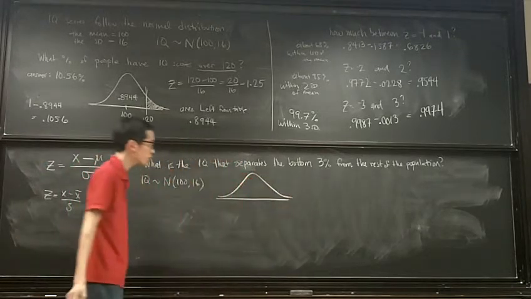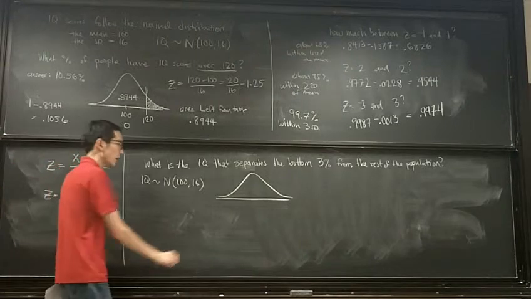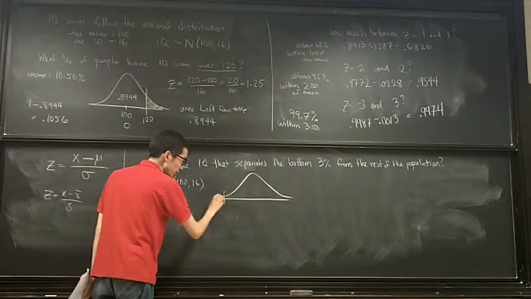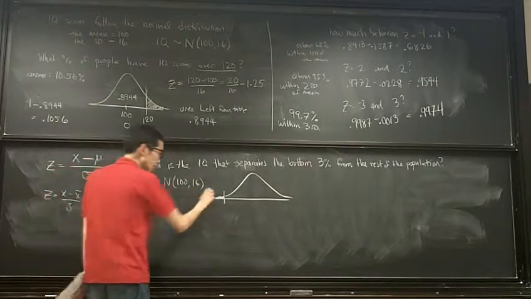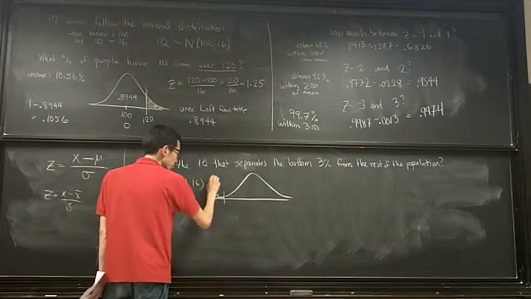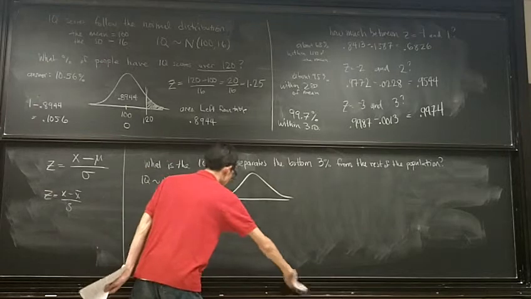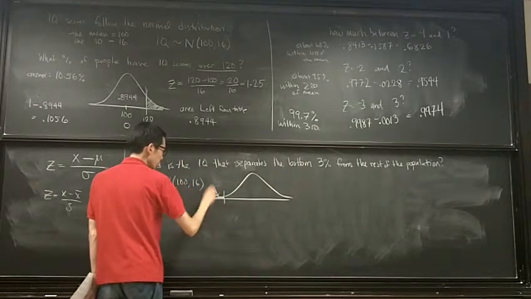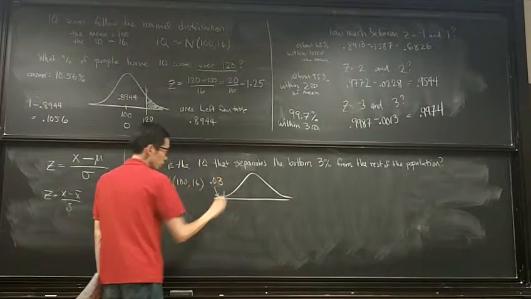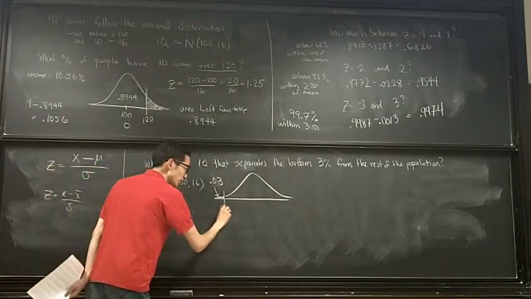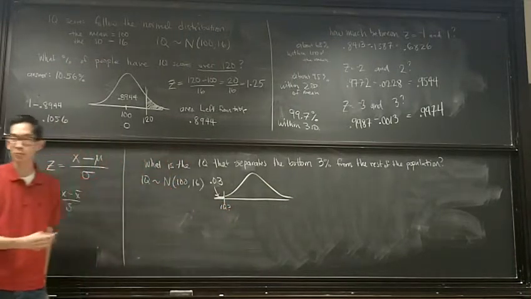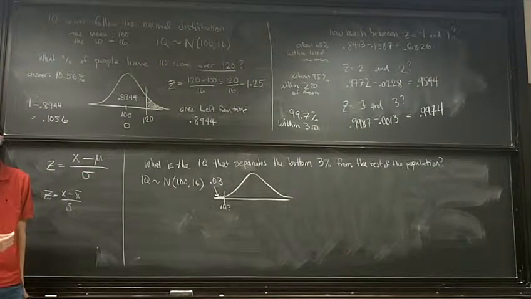What does my picture look like? I have a little wedge shaded over here, and how much is in this shaded area? 3%. I've got 3% in the shaded little wedge. So that means 0.03 right there. And I'm looking for the IQ that gives me 3% in this shaded wedge. Does that make sense?